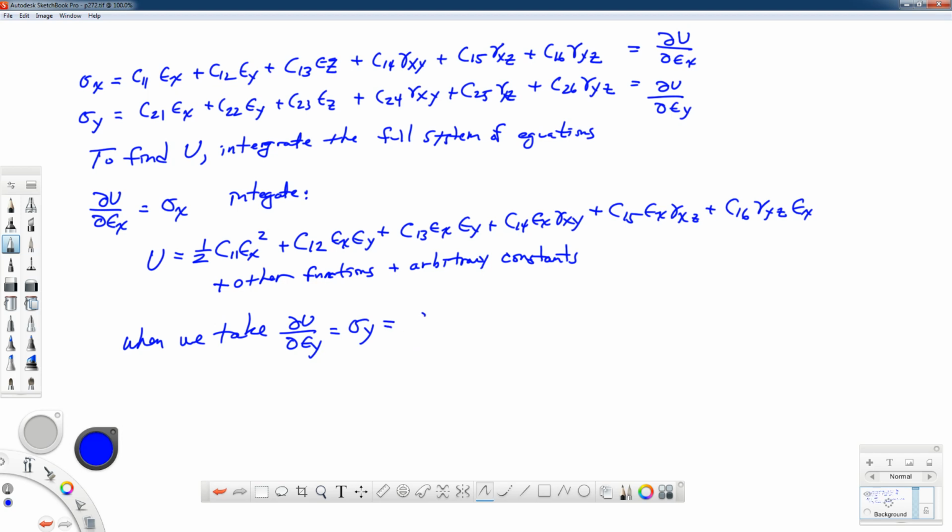And we know what that looks like. It needs to look something like this: C21 epsilon x plus C22 epsilon y. And I'm not going to write down the rest of them, but I'll do the last one: C26 gamma yz.